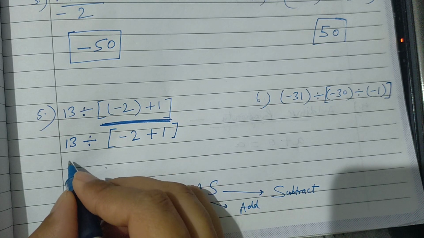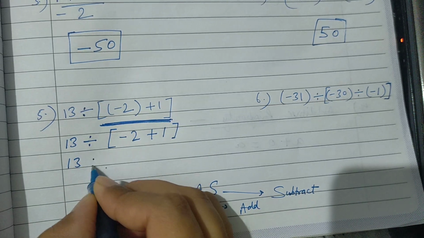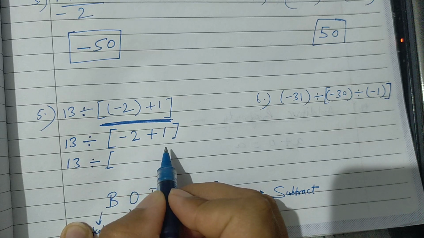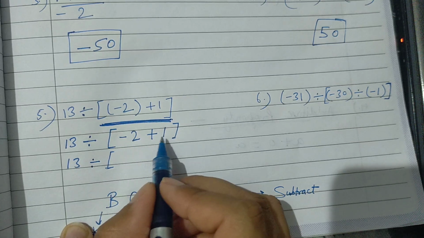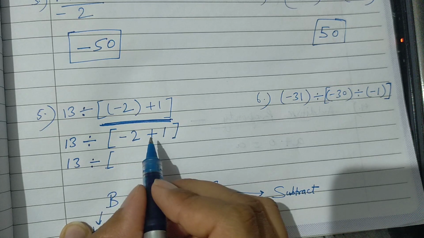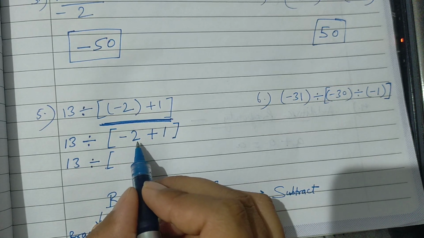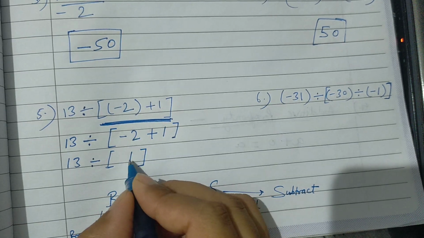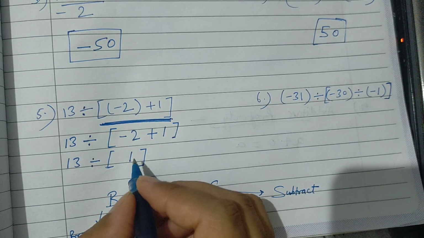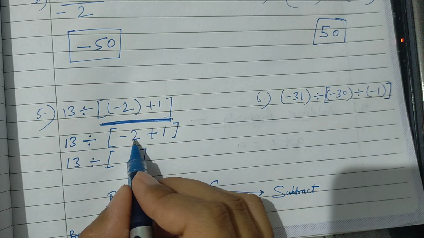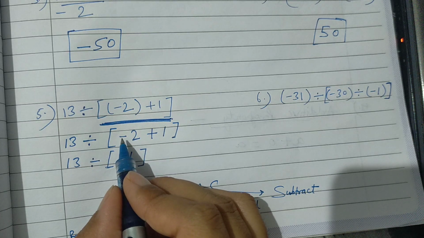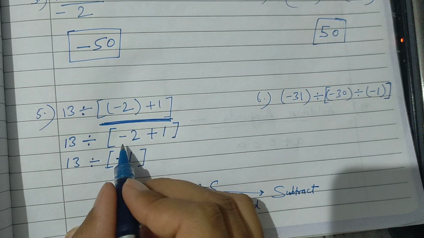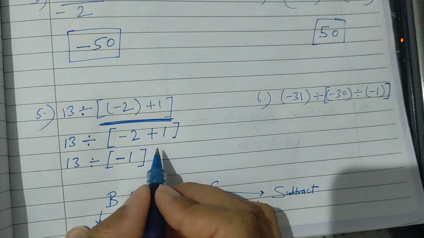Addition and subtraction we have already done. So now tell me, by solving -2 plus 1 कितना होगा? Both the signs are different. It means हम लोग subtract करेंगे. So 2 minus 1 कितना होता है? 1. And what will be the sign of 1? Which one is greater? 2 is greater, and what is the sign of 2? It is minus. So -1 will come after solving this bracket.